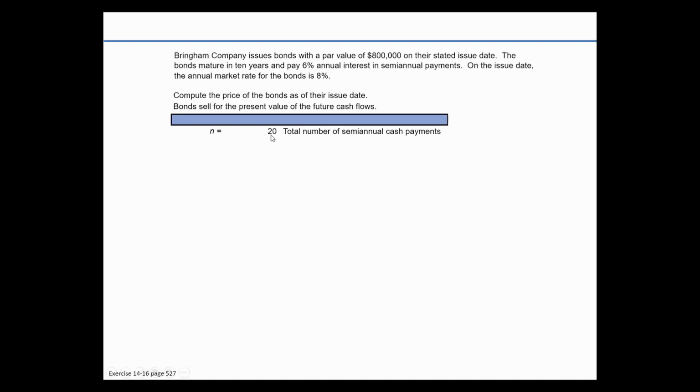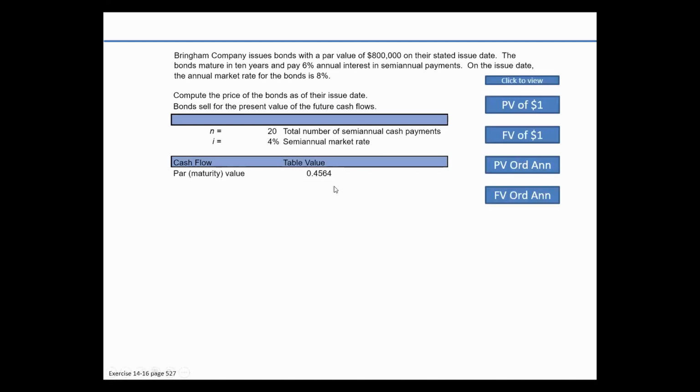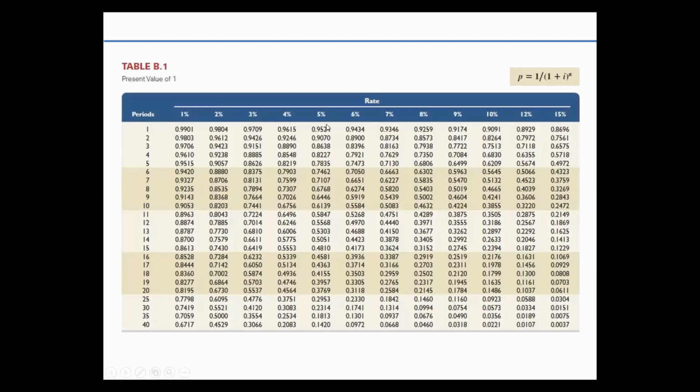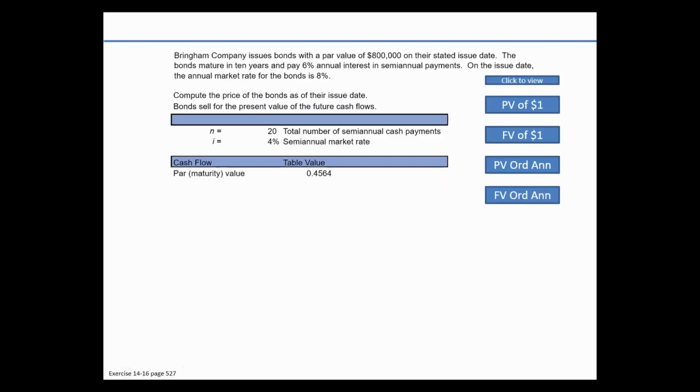So N is the 20, which is the number of semi-annual loan payments. I is the interest rate, 4% semi-annual interest rate, which is the market rate. So the cash flow at maturity is the par value, and the maturity factor is 0.4564, and you would look at your table for the present value of $1. And so you look at the rate. We said it's at 4% for 20 periods. That's where you're going to get that from. So you take that, multiply by the amount of 800,000. That's going to get you the total present value.